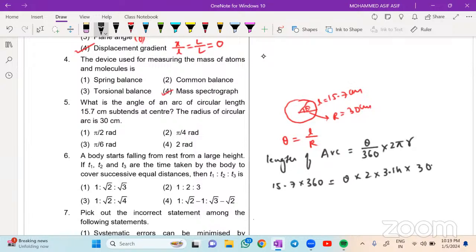So the radius is given. The question is asking for the angle of the arc, so you can calculate the value of theta. Or else you can keep this in terms of pi only, because the answer is given in terms of pi. So calculate the value of theta, and whatever answer you get, that will be the conditions.